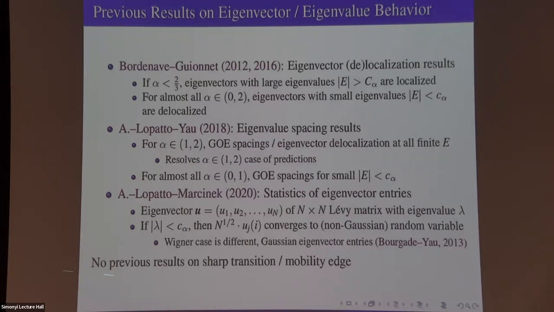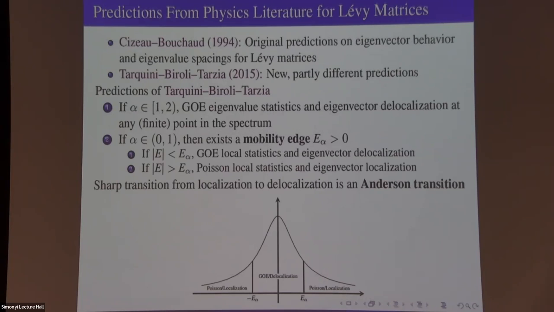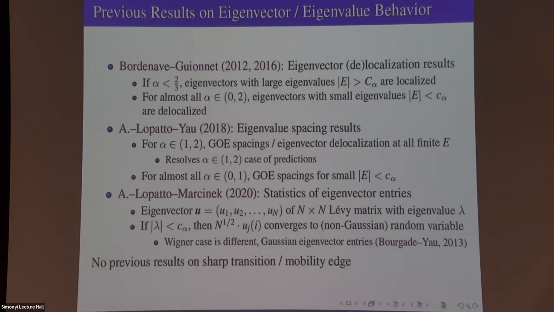What range of alpha are we doing? Alpha is between 0 and 2, but lambda is small enough, so you're always in the delocalized regime. Here the eigenvector should be flat, and I'm boosting up all the entries so that they become of order one. Alpha can be below one, or even between 1 and 2, but this is most interesting when alpha is less than 1. You see that the individual eigenvector entry distributions are not Gaussian. Again, this is different from the Wigner case, where it's a theorem of Bourgade and Yau that any eigenvector entry is Gaussian.